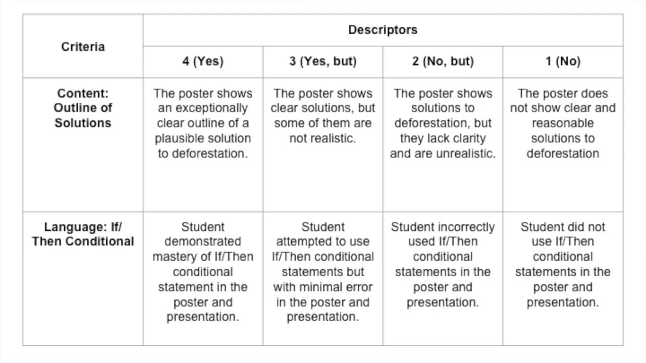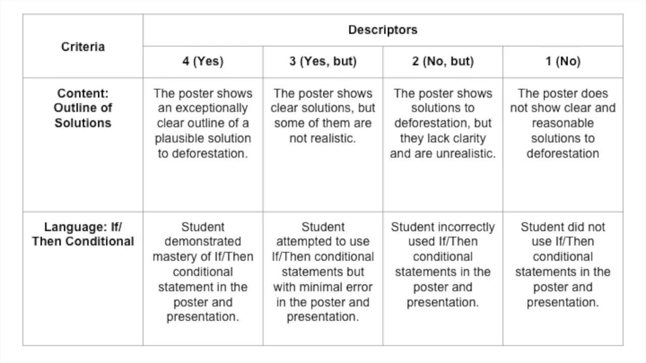Of course, in a real classroom situation, this rubric would contain more criteria to parallel the many learning outcomes of a unit. The learning objective is represented by our criteria or outline of solutions, and we have 4 descriptors that the student can be evaluated on. For a student to earn full credit, their poster would have to show an exceptionally clear outline of a plausible solution to deforestation. For a student to earn only 1 point, the poster would need to not show any clear or reasonable solution to deforestation at all.